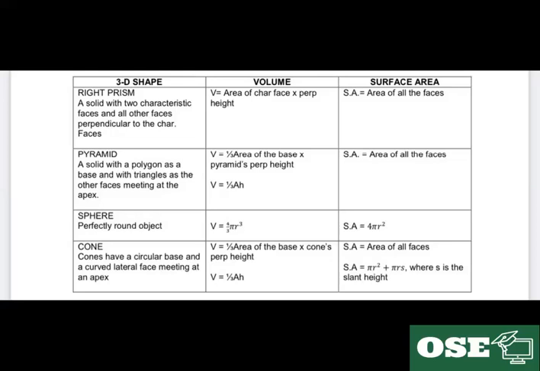And then we have a sphere, which is a circle, a ball, right? Its volume is 4 divided by 3 pi r cubed, and its surface area will be 4 pi r squared. And then a cone, its volume will be a third of the area of the base times the cone's perpendicular height. And then the surface area is the area of all surfaces, which is usually pi r squared plus pi rs, where s is the slant height.